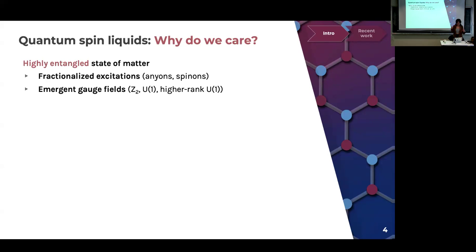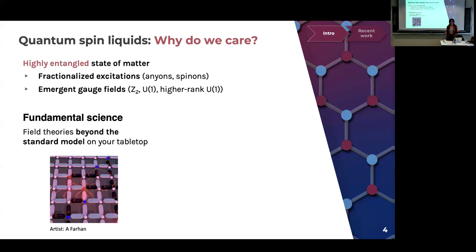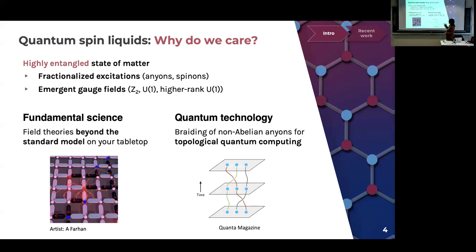So you can get Z2 and U1, which is classical electrodynamics on a chip on your tabletop, but then you can also realize higher rank U1 in spin liquid states. And so from a fundamental science point of view, it's interesting because you can get field theories beyond the standard model on your tabletop, which is very nice. But then from a quantum technology point of view, you can have proposed braiding of these non-abelian anyons. And these would form the qubits for your topological quantum computing states.